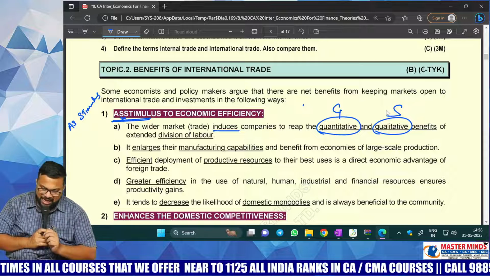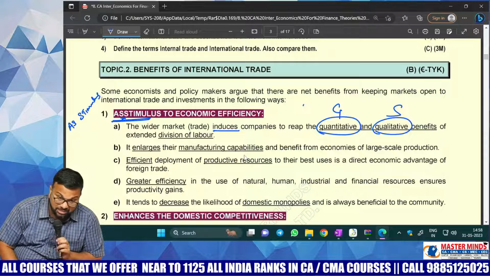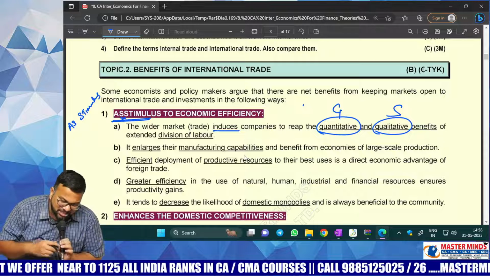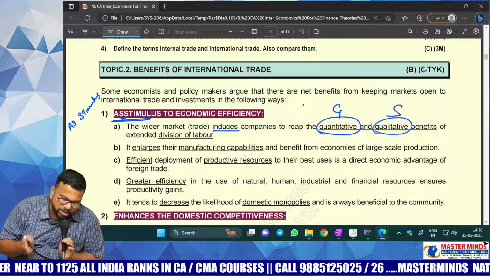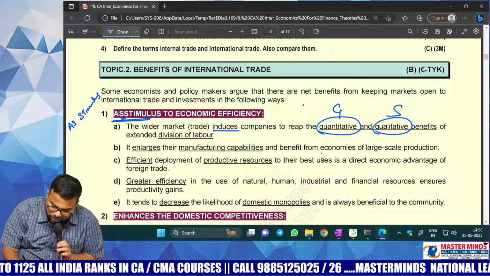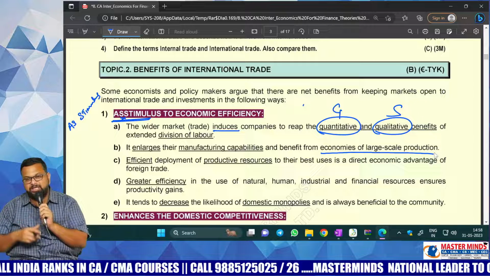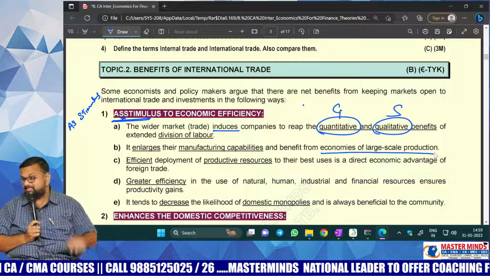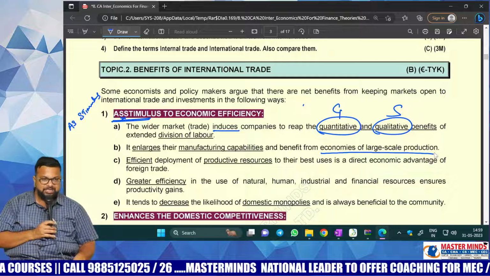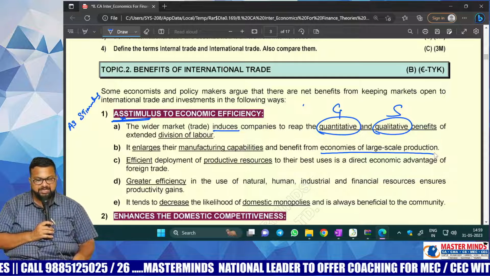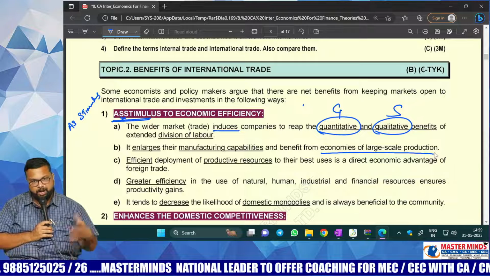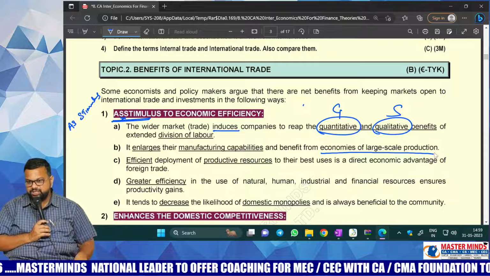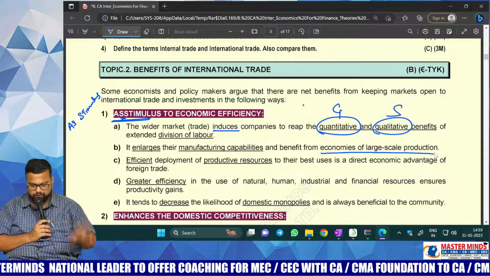Okay. It enlarges their manufacturing capabilities. Because of this larger market, what will happen? The manufacturing capacity of the companies will increase. And when the manufacturing capacity increases, companies will try to produce in large quantity or small quantity? That leads to economies of large scale production. When you produce goods in large quantity, the primary benefit that you get is the cost of production per unit will be less. When the cost of production per unit is less, profits will be high. When profits are increasing, companies will try to invest more or less? More. Investment increases, production increases. Whenever there is increase in production, it leads to economic growth.